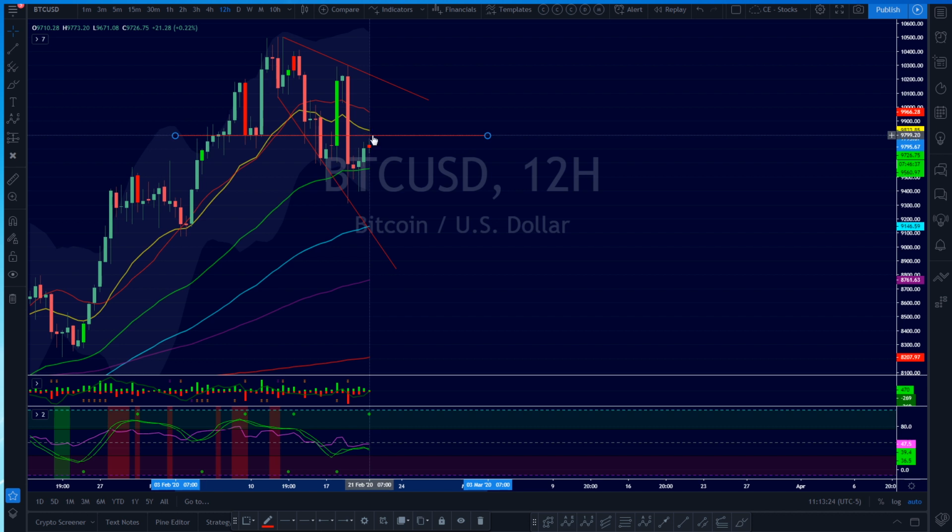I would be interested in shorting here at 9,800 and having a stop loss probably on the other side of this level right here. And so we'll go ahead and put this up. This level right here is where I'd be interested in doing a stop loss. That's going to be right on the other side of 9,950.